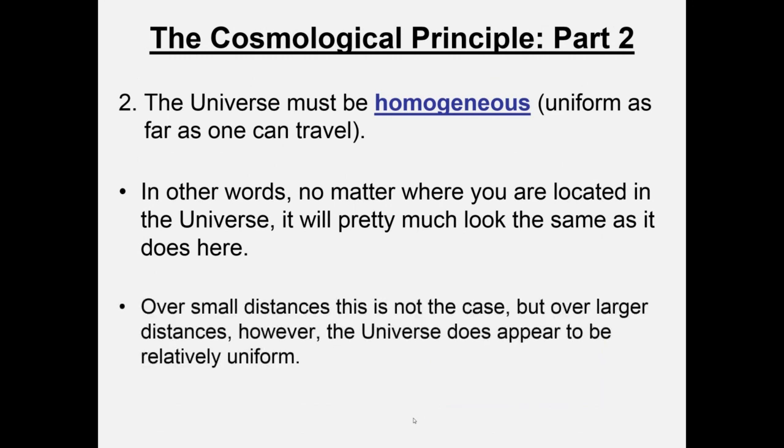Now, again, over small distances, this is obviously not the case. One star is very different from another star. One galaxy is very different from another galaxy. But over very large distances, the spacing between galaxies will be on average the same. The qualities of the stars that you find, the compositions of the galaxies will be basically the same, right? That sort of overall qualities will be the same from place to place.